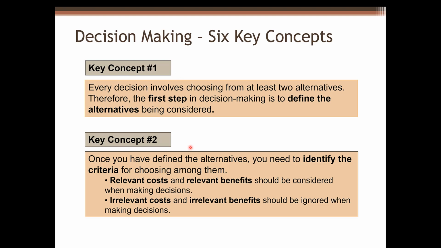Key concept number 2. Once you have defined the alternatives, you need to identify the criteria for choosing among them. Relevant costs and relevant benefits should be considered when making decisions, but the irrelevant costs and irrelevant benefits should be ignored when making decisions.